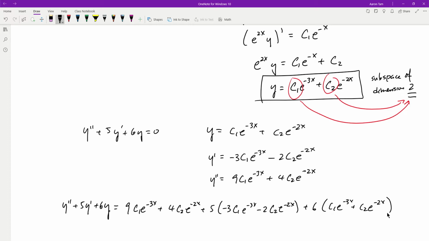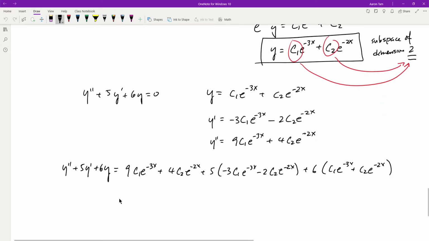Now, here's something interesting that I want to point out. Notice the way the solution is structured: once I have this solution, its derivative and its second derivative are formed by the same exact two functions, e to the negative 3x and e to the negative 2x. So the only thing that changes is the coefficient in front of each. Therefore, we try to make the coefficients balance out so that we can get 0. That's how that works. So let's see if this actually happens.